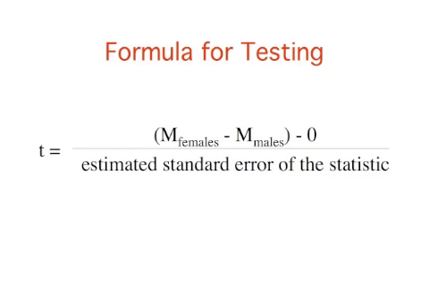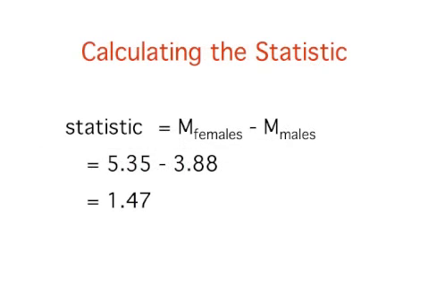We will continue to use data from the animal research case study and will compute a significance test on the difference between the mean score of the males and the mean score of the females. For this calculation, we will make the three assumptions specified previously. The first step is to compute the statistic, which is simply the difference between means. The mean of the females minus the mean of the males equals 1.47. Since the hypothesized value is 0, we do not need to subtract it from the statistic.